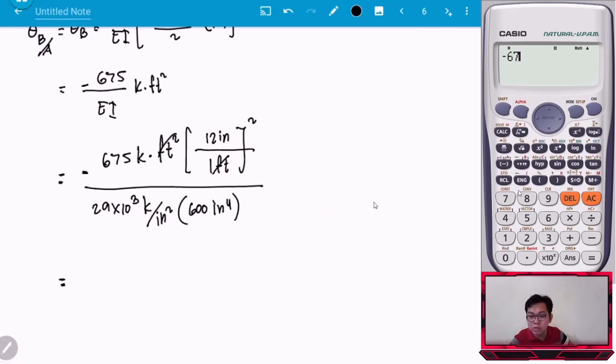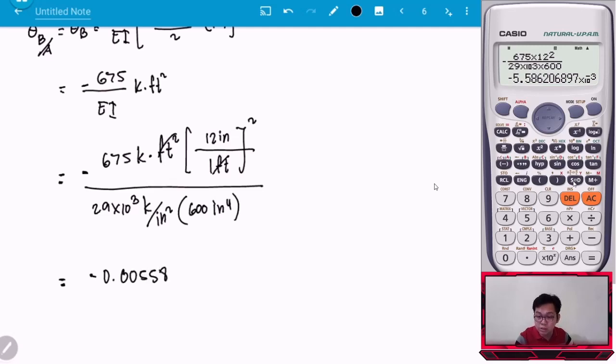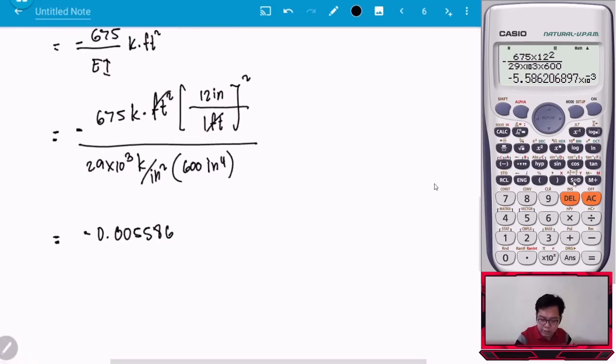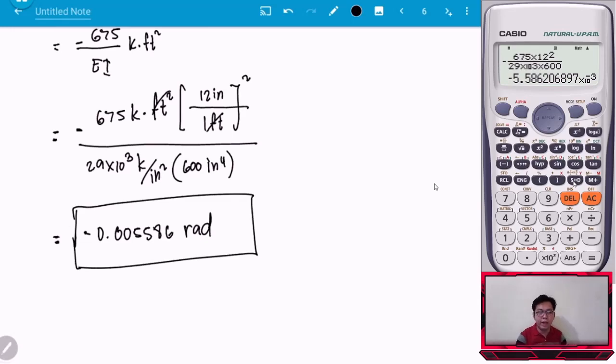Negative 675 times 12 squared divided by 29 times 10 to the 3 times 600. Yan. So, negative 0.005586. Yan lang siguro. Okay, radians. So, yan yung slope natin sa B. Okay? So, let's try to solve yung slope sa C.